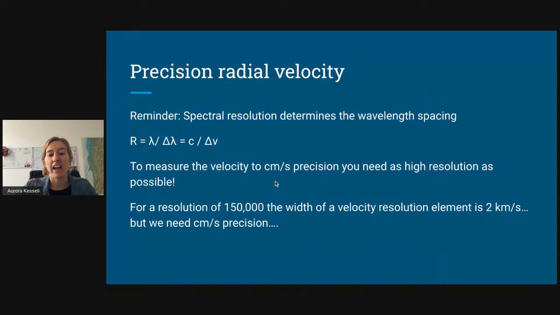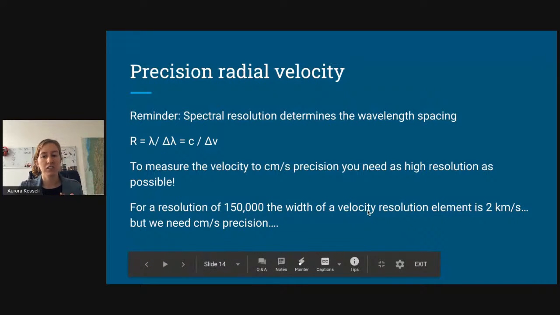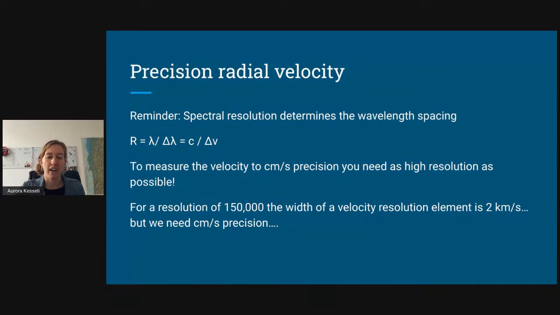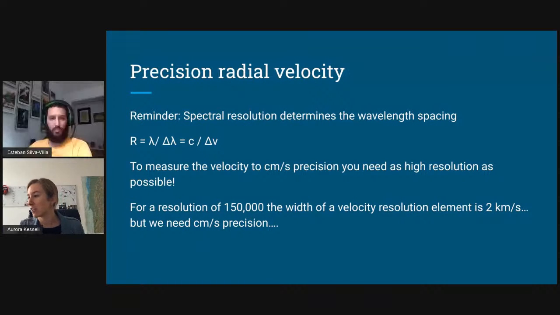So the highest resolution spectrographs that we currently have have a resolution of 150,000. If you plug this into our equation here, this only results in a pixel size of about 2 kilometers per second, or maybe a little bit lower than that. But we need centimeter per second precision. So you might be saying, okay, well, this is impossible. But we have some techniques for how to do this.